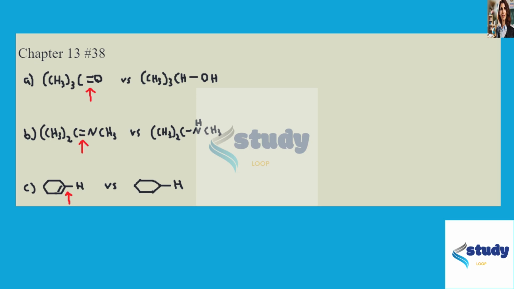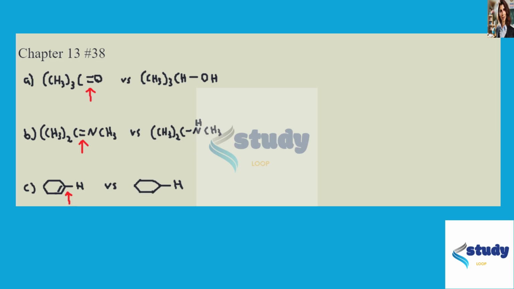The thing to keep in mind when solving this problem is that stronger bonds are going to show at a higher wave number on IR. Each of these pairs of molecules, A, B, and C, is actually comparing a Csp2 carbon bound to something versus a Csp3 carbon bound to the same thing.